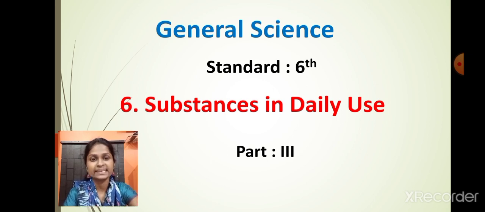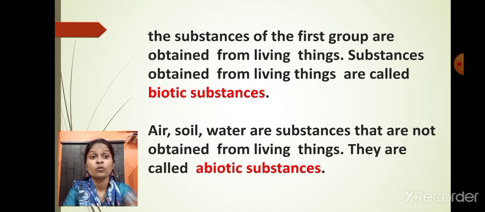So students, in the last lecture we learned what we exactly mean by biotic substances and what we exactly mean by abiotic substances. You can see that there are many types of natural things we can get from living matter. Whatever material we receive from living things, either from plants or from animals, we call them what? Biotic substances. Is that clear?